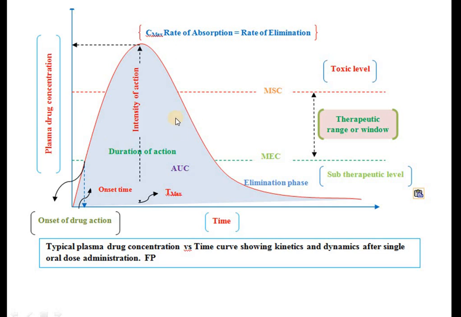And what are the dynamics? Minimum effective concentration, maximum safe dose, therapeutic window, therapeutic range, elimination phase, subtherapeutic level, toxic level. All these are the dynamic terms. Okay, so kinetic terms are nothing but the area under curve, Tmax, then your Cmax. These are the kinetic terms. Okay, we'll see those terms again in the next slide.